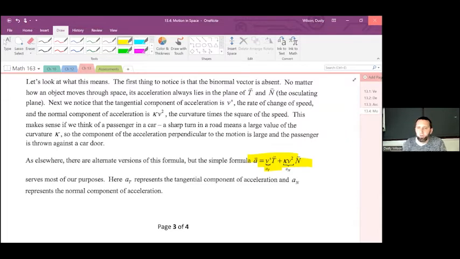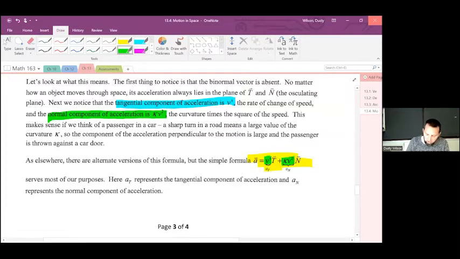Next, we notice the tangential component of acceleration right here. The tangential component of the acceleration is the derivative of the speed. That is the rate of change of speed. And the normal component of the acceleration is the curvature times the speed squared. This makes sense if we think of a passenger in a car. A sharp turn in a road means a large value of the curvature kappa. So the component of the acceleration perpendicular to the motion is large, and the passenger is thrown against a car door. As elsewhere, there are alternate versions of this formula, but this simple version, a equals v prime T plus kappa v squared N, serves most of our purposes.